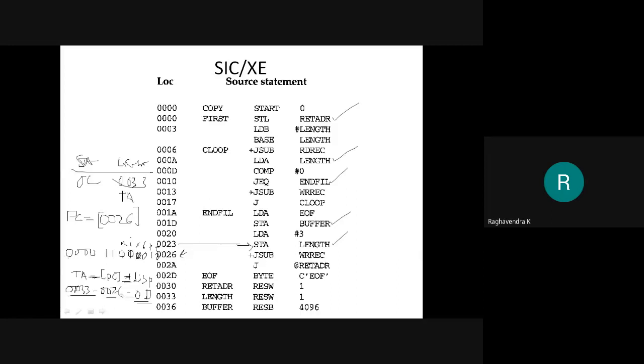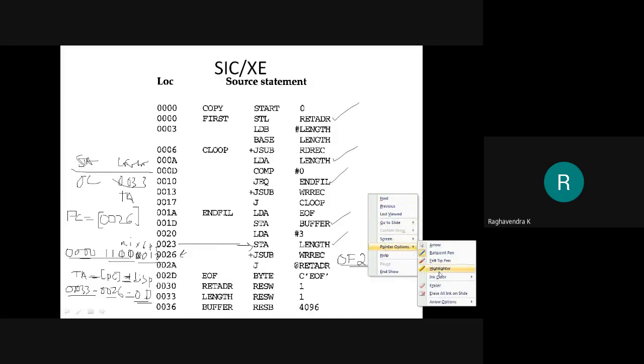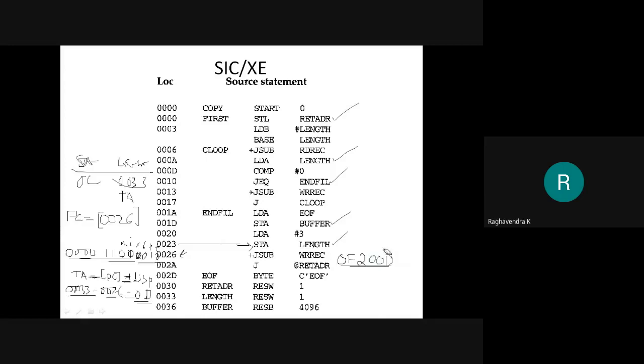First 4 bits 0 as usual. Second 4 bits all 1, right? So we have got F. Then it is 0010, because of the P bit we have got 0010. So it is 0F2. Then the displacement is 0D. Something like this, right? 0F2 00D. So this is how the instruction gets assembled if it's a PC relative addressing mode.